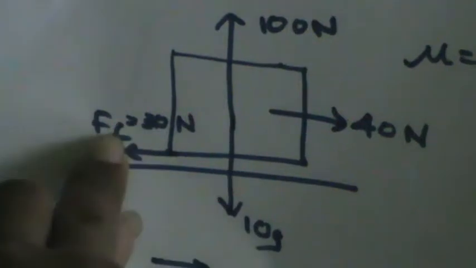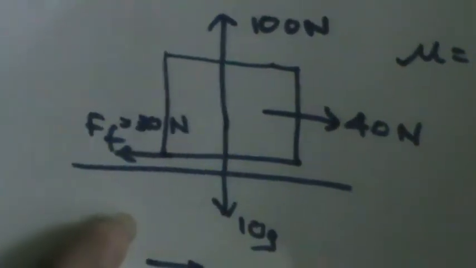So if the force is greater than 40, this object will not move. If the force is equal to 40, this object will be in the limiting occasion, right? So the minimum force needed to stop this object is 40 newtons.